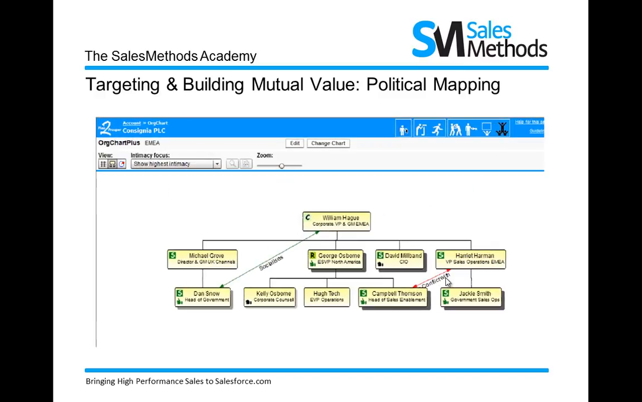Sales Methods provides a powerful tool to enable you to map the political positioning of your key contacts and the relationships that you and your virtual team members enjoy. This tool is Org Chart Plus. We will cover this in more detail in a later chapter, or you can go there now and return to this chapter when you wish to continue this section.